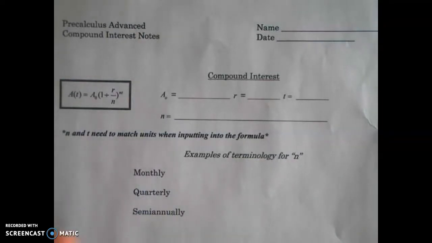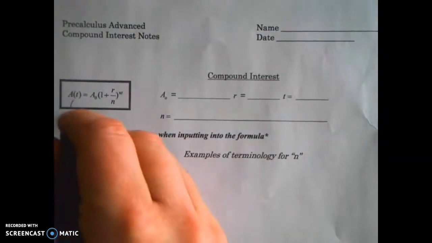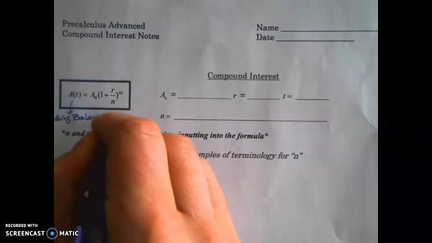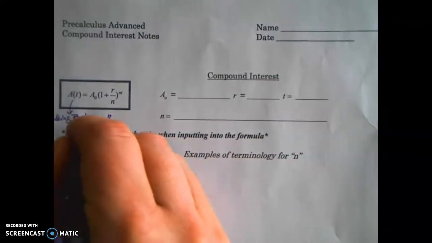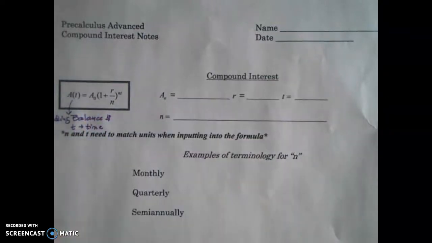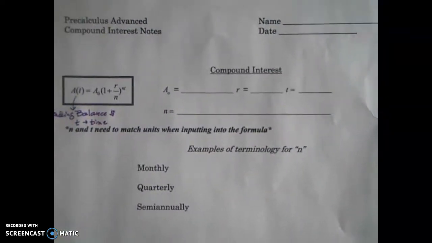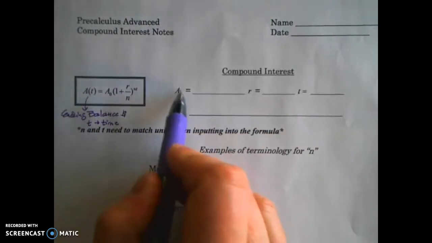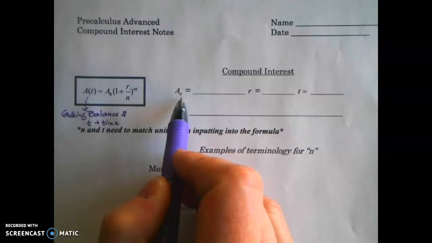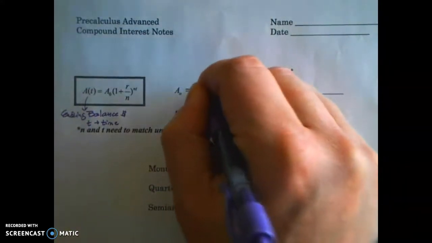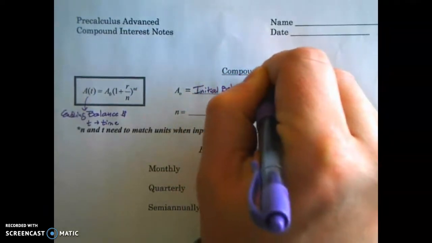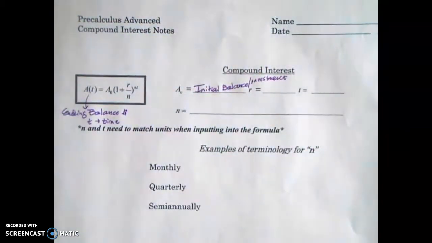Okay, so let's define this formula. A of t, that's going to be the ending balance, and we're thinking dollars here, where t is time. At the end of so many years or days or months or hours, whatever the time is given to us. The ending balance after some sort of time. The A sub 0, or also known as A naught, you'll learn about that in statistics if you take it, that's going to be our initial balance or investment. Basically the money we're starting with.